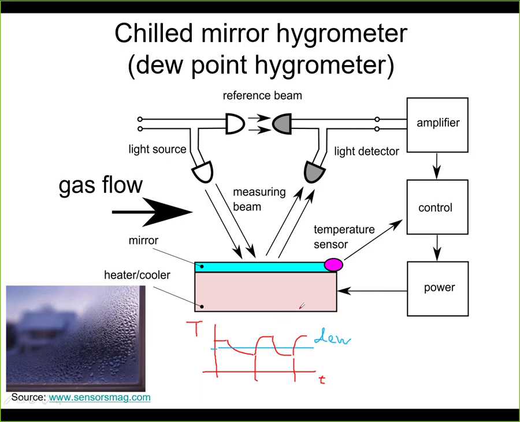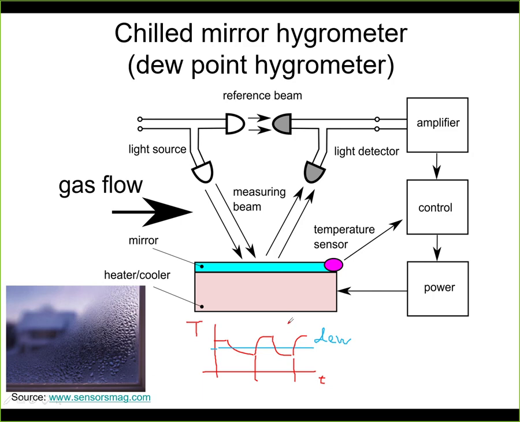The chilled mirror hygrometer is a very precise device. It's actually one of the most accurate hygrometers. But as we see, it's a quite complicated device, so it will be also quite expensive. So here we get a precise reading, but we have a quite high price of the device.